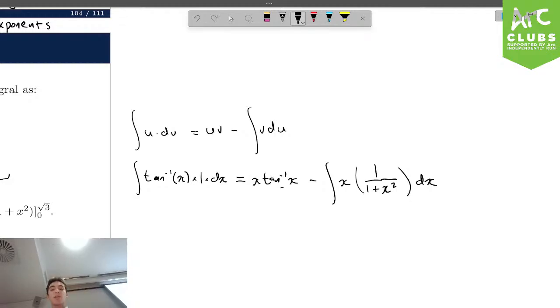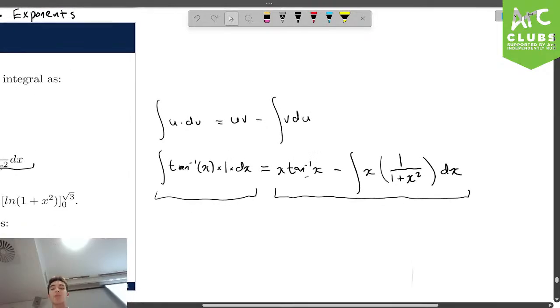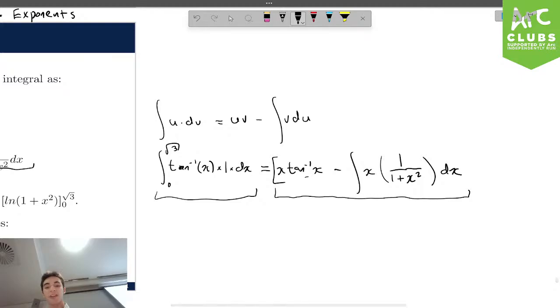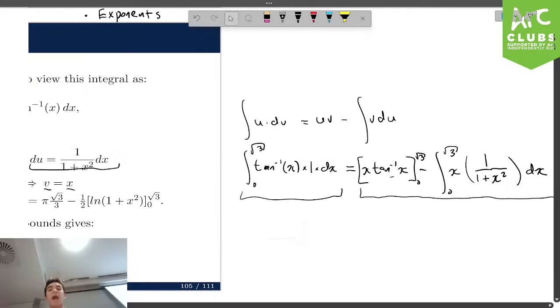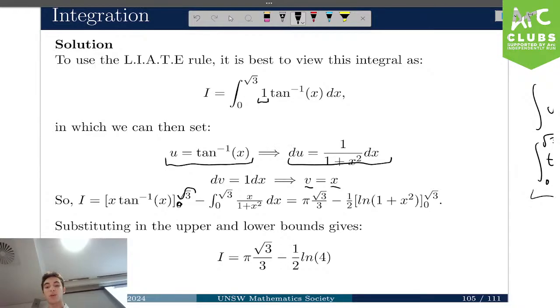And now we've got a separate, different looking expression for the same integral, okay? These two are equal. And then, once you have this, you can actually evaluate it at the bounds, right? From 0 to root 3 will have the same effect on this side. Evaluate this from 0 to root 3 and evaluate this from 0 to root 3. And that's what we have here in this expression in the slides, right? x times tan inverse of x, evaluated from 0 to root 3, minus this integral from 0 to root 3 of x over 1 plus x squared, right? And this expression is much easier to integrate.